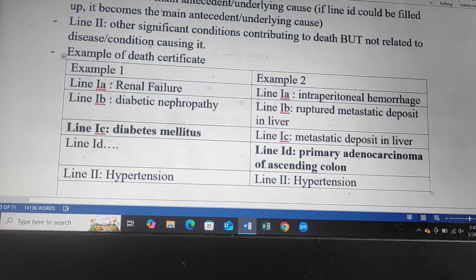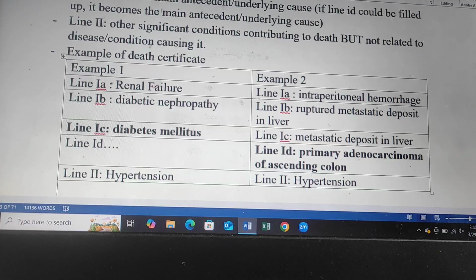Example 1: Line 1A, renal failure. Line 1B, diabetic nephropathy. Line 1C, diabetes mellitus. Line 2, hypertension.